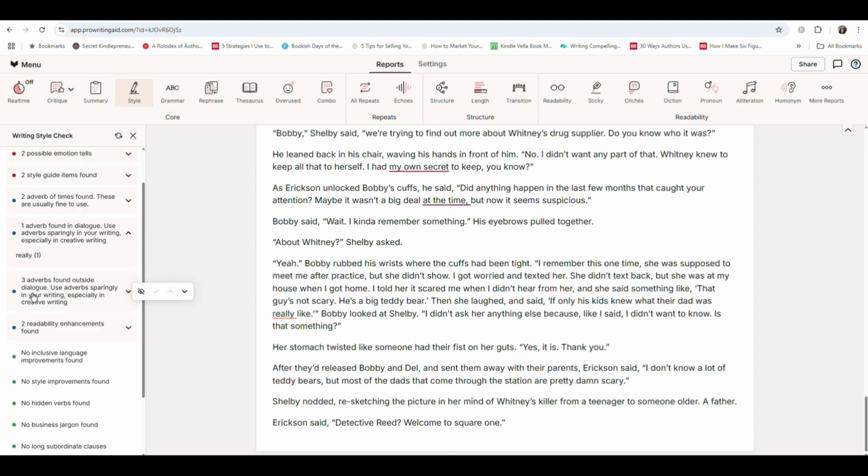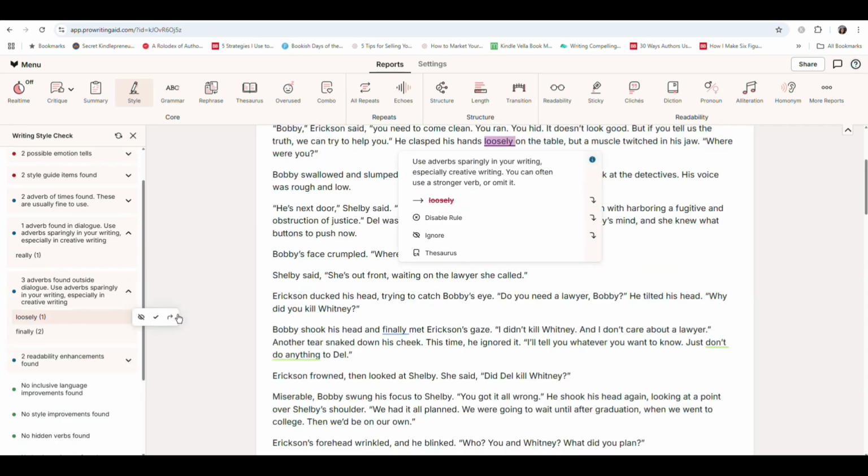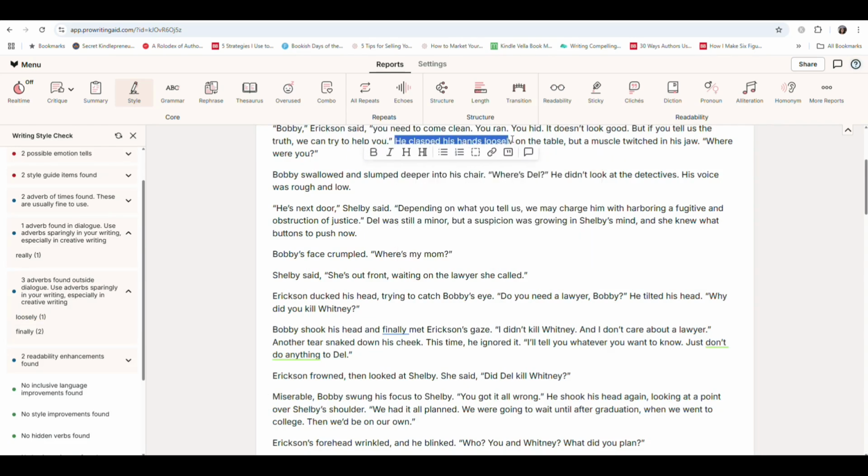But in this case, we're looking at 3 adverbs found outside dialogue. Use adverbs sparingly in your writing. So let's see what they're telling me I should get rid of. He clasped his hands loosely on the table.